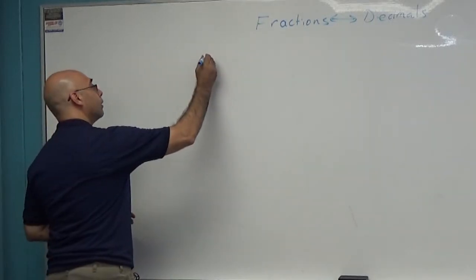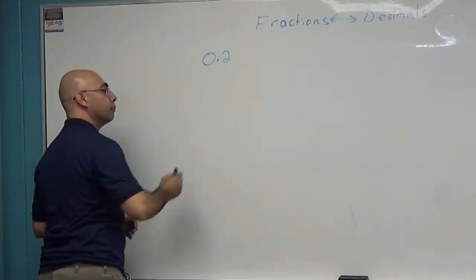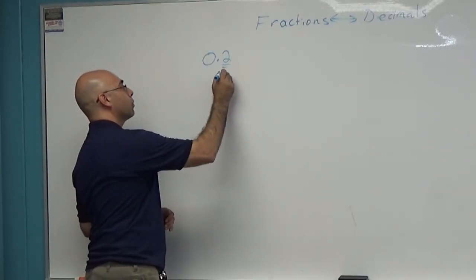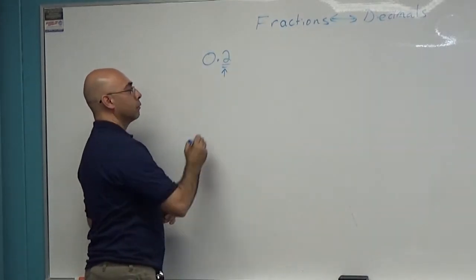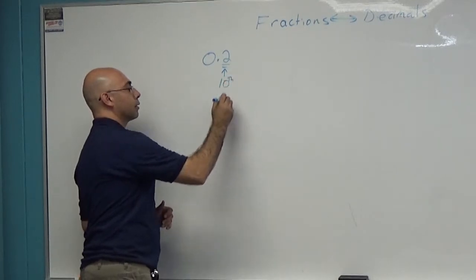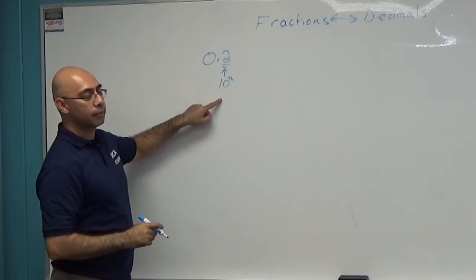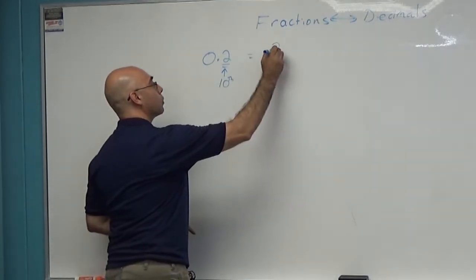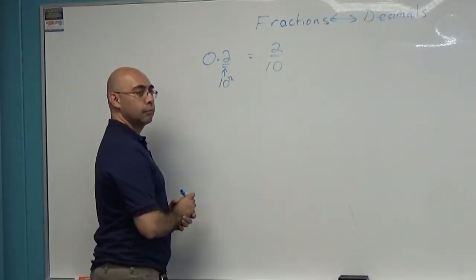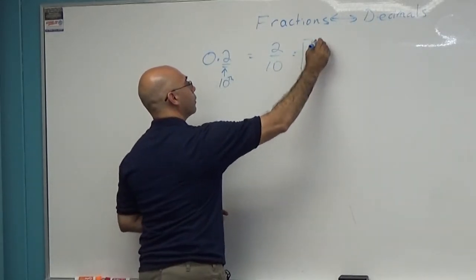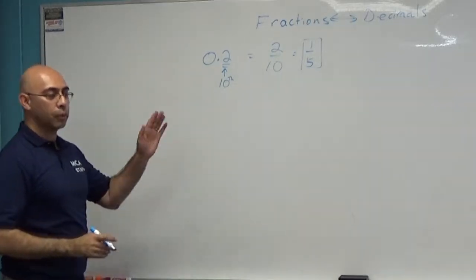So if I had 0.2, where is that 2? It's in the tenths place. It has 1 decimal place, so it's in the tenths place. So this just means 2 over 10. I can simplify it to be 1 over 5. So I turned a decimal into a fraction.